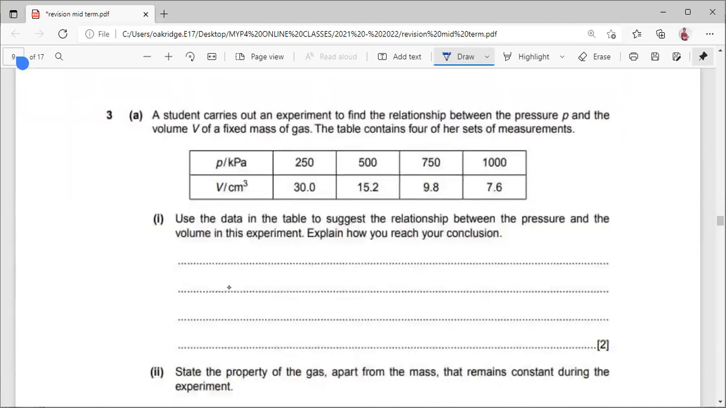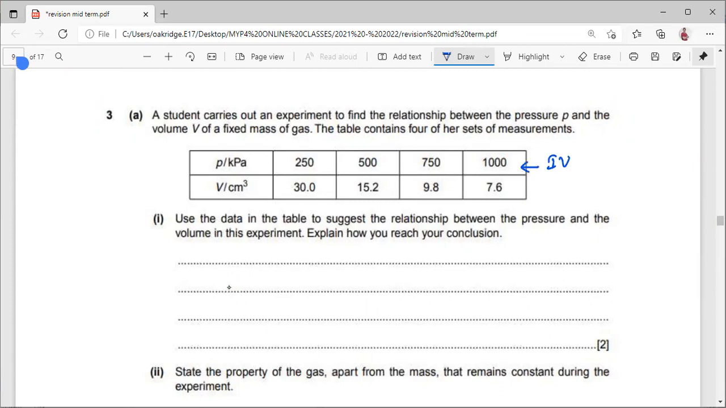A student carries out an experiment to find the relationship between the pressure P and the volume V of a fixed mass of gas. So P versus V is given over here, P in kilopascals, V in centimeter cube. Use the data in the table to suggest the relationship between pressure and volume. Which is your independent variable here? 250, 500, 750, 1000. As you note, this is systematically increased, so this should be your independent variable.